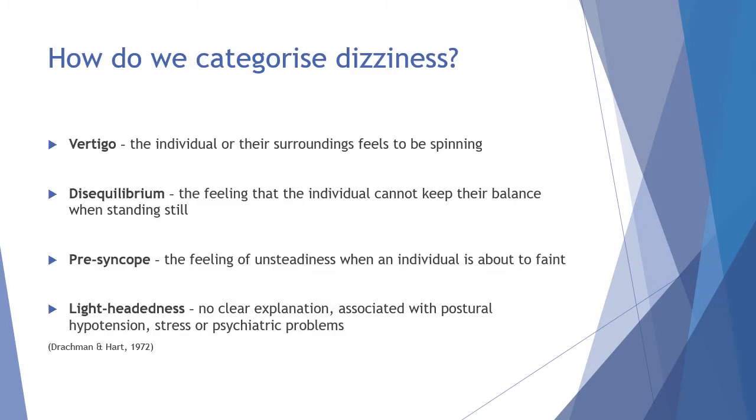So how do we categorise dizziness? Well, Drachman and Hart in 1972 came up with this classification, which is commonly used in dizziness research. First of all, we have vertigo, and that happens when someone feels as if they're spinning or they feel as if their surroundings are spinning. There's disequilibrium, and that's the feeling that you can't keep your balance, so you might want to put your hand out and hold on to something even if you're standing still.